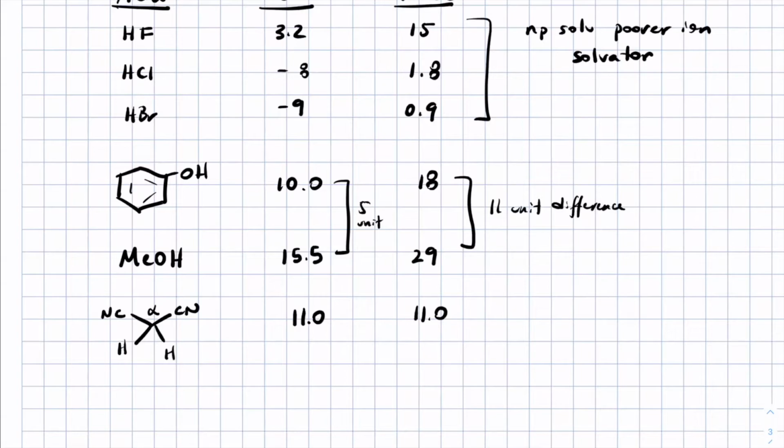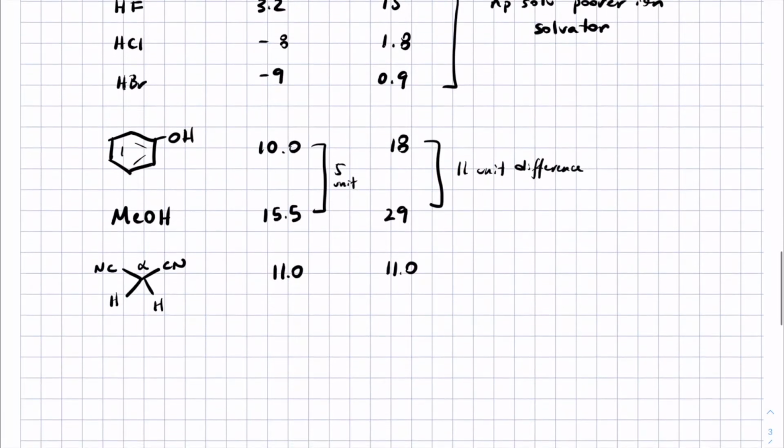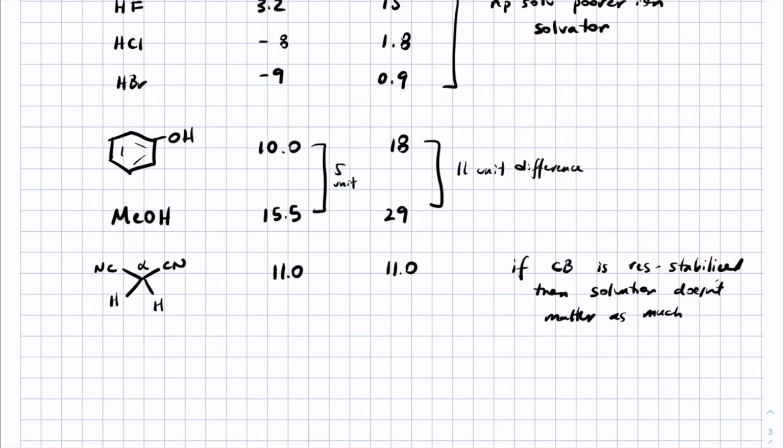Actually, the pKa's are the same because the conjugate base of malononitrile is stabilized by resonance with those nitrile groups. And there are other examples of that. But if the conjugate base is resonance stabilized, then solvation doesn't matter as much. Remember, solvation is a strategy for spreading out electron density. You take something that's charged and you orient a bunch of dipoles around it, and suddenly it's like you've spread out that negative charge through space. If you're already doing that by resonance, then solvation doesn't matter quite as much.